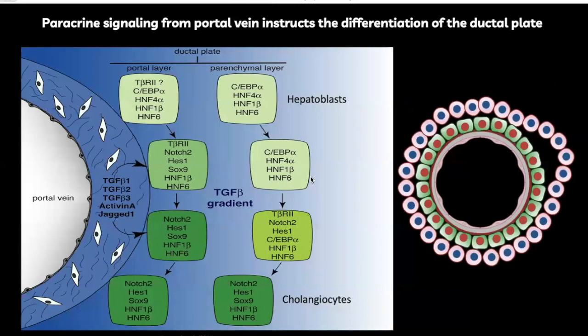One of the reasons for that has been looked at in detail, including by Frédéric Lemaigre a lot. It comes from the fact that during the development of the liver, along the portal vein, you have these mesenchyme layers that secrete a series of growth factors, TGF-beta 1, 2, 3, activin A, and JAG1, that signal to the surrounding hepatoblasts, and the surrounding hepatoblasts will differentiate into cholangiocytes, okay?